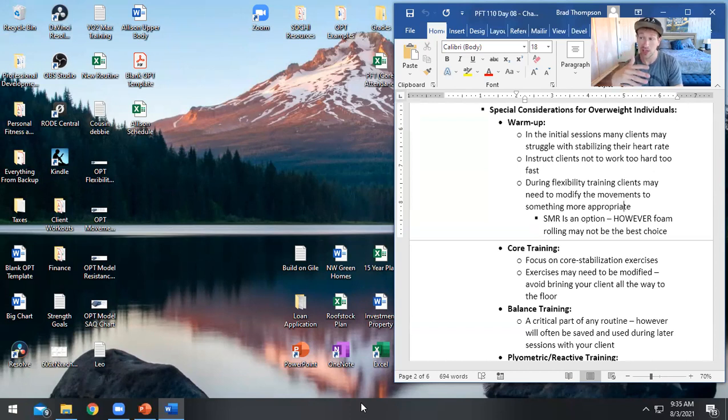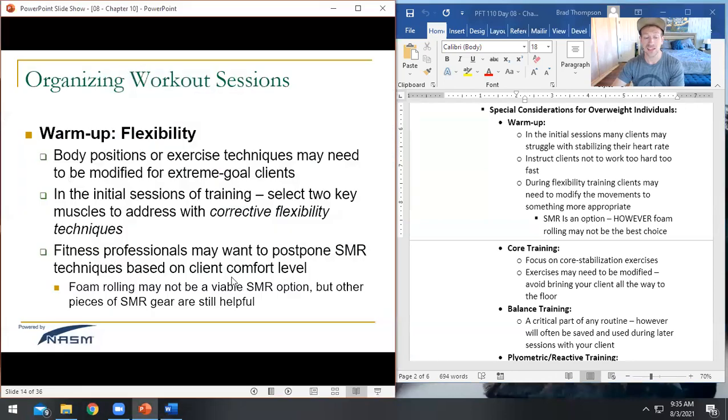That's 30 seconds each, about 6 minutes worth of time. Again, this is your first session. You've already sat at the front desk. You've already talked. You've already set up some goals. You probably do not have time to get through a bunch of static stretches. So we're going to focus on a couple key areas, and we are going to apply this in the corrective flexibility techniques.